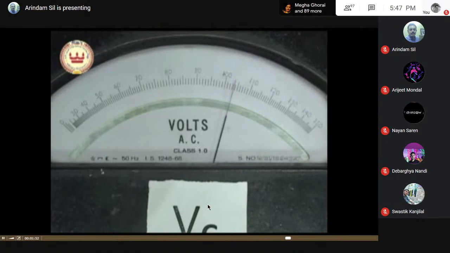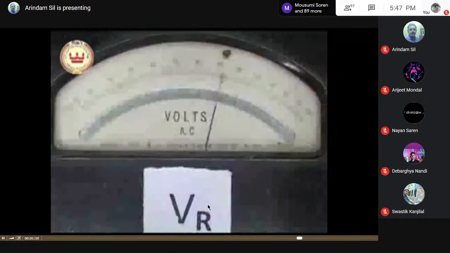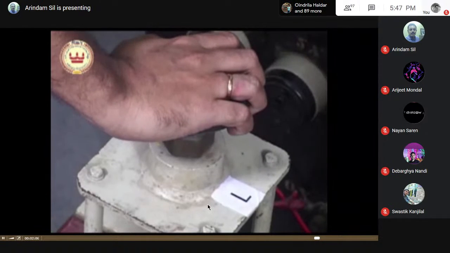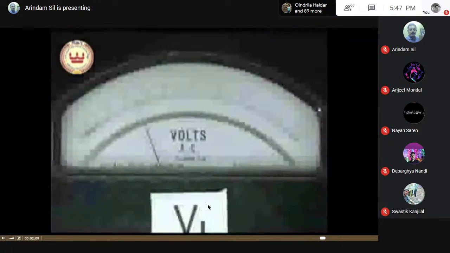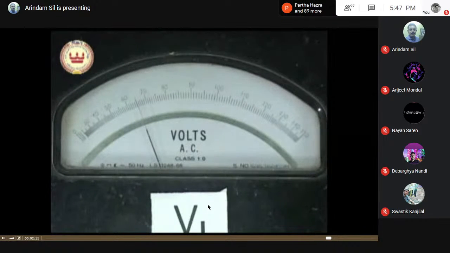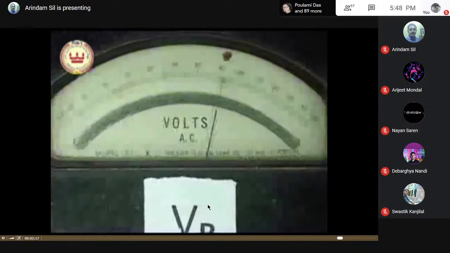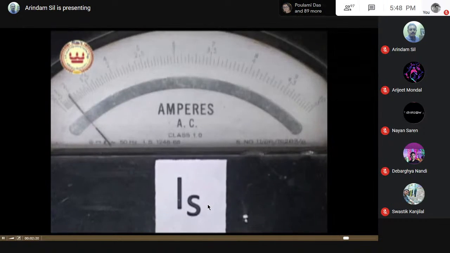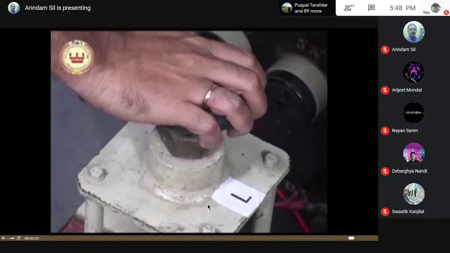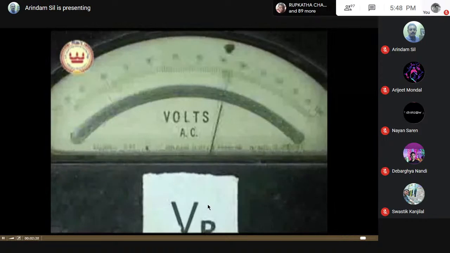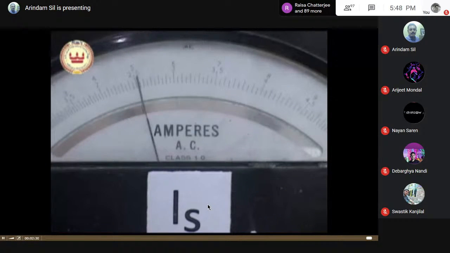The voltage VC across the capacitor is 102 volts. Voltage across VR is 92.5 volts and voltage VL across the inductor is 107 volts. In a similar manner, we need to take two more conditions, VL greater than VC and VL less than VC, and take the readings of all the instruments in those conditions as well.